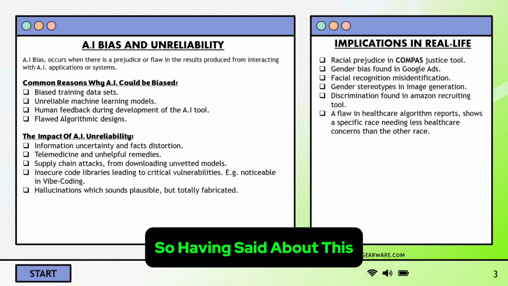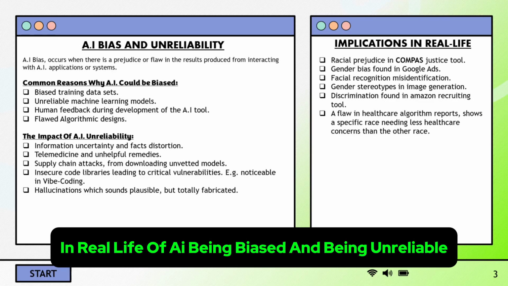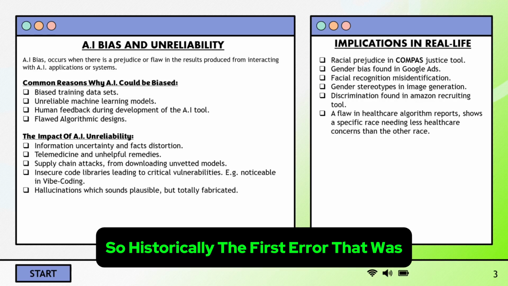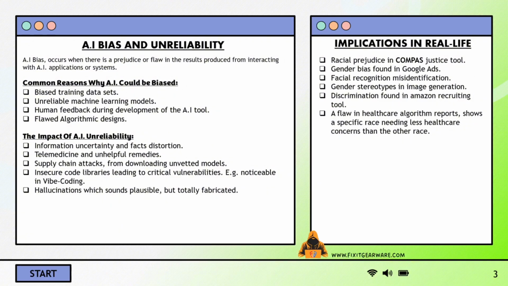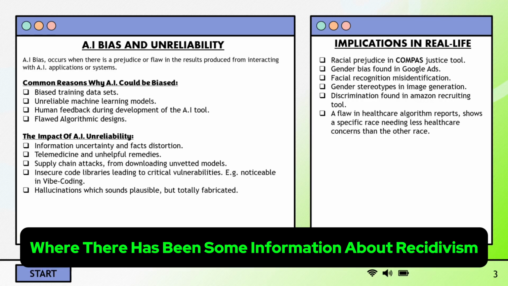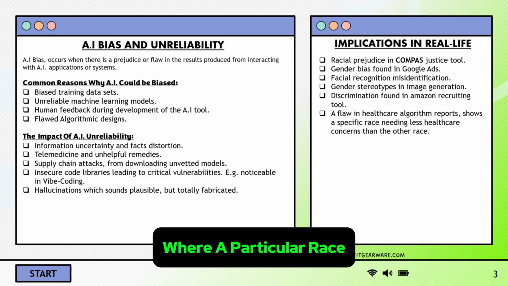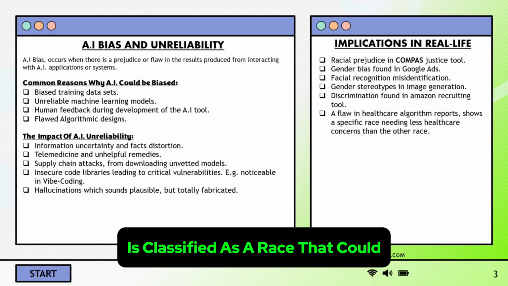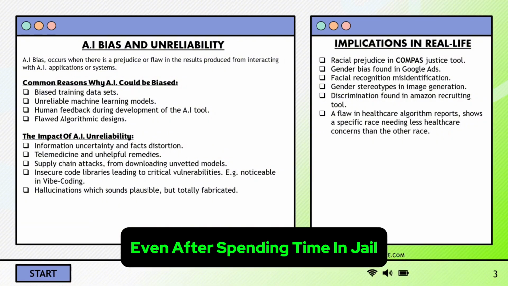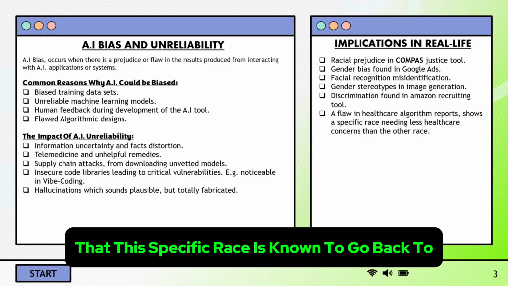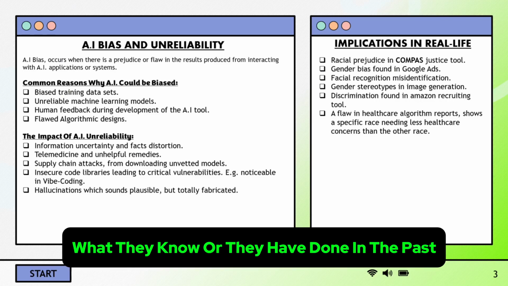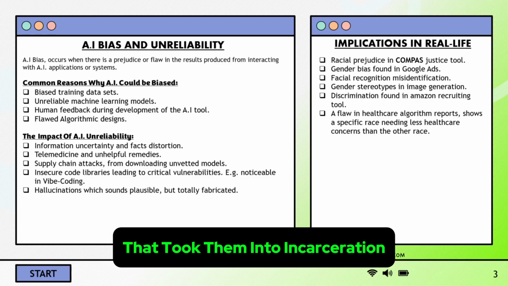So having said this, let's now look at the common implications in real life of AI being biased and being unreliable. Historically, the first error that was reported was the racial prejudice in the COMPAS justice tool, where there was information about recidivism, where a particular race is classified as a race that could go back into crime, even after spending time in jail and going through rehabilitation. That this specific race is known to go back to what they know or what they have done in the past that took them into incarceration.